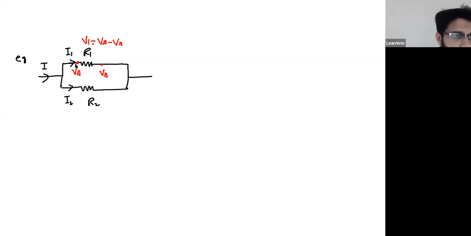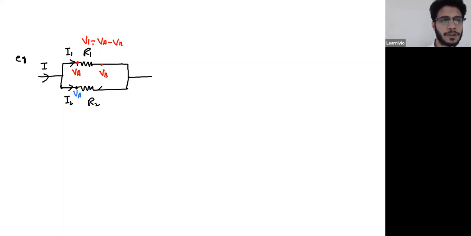Okay, see here. The potential at this point is VA. Is there any resistor in between these two points? No. If there is no resistor between these two points, it means these two points are at the same potential. So if this is VA, then this is again VA.